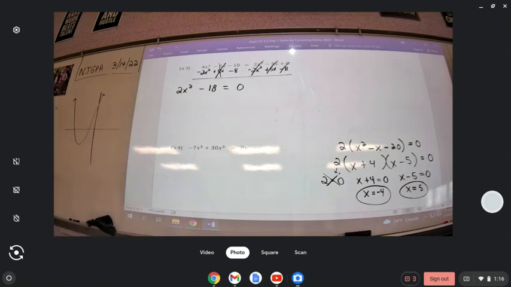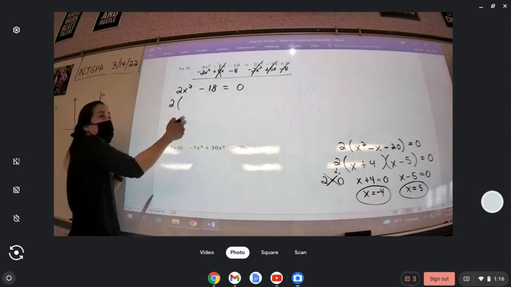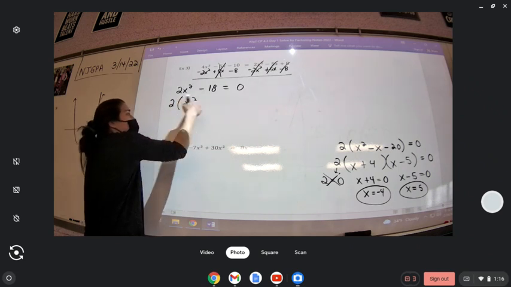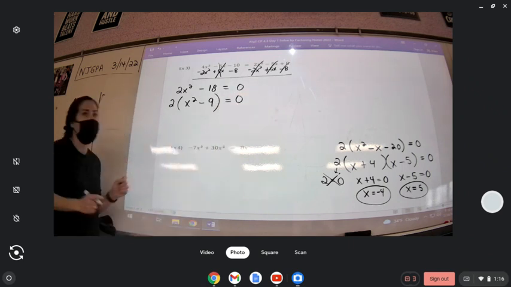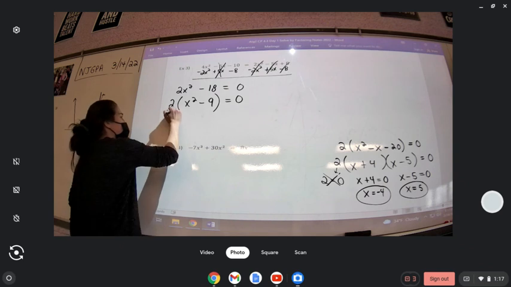What do you always look for first? What does a 2x squared and an 18 have in common? A 2. Take it out. Times, what's it going to leave you with? 2 times what gets you 2x squared? And then 2 times minus 9. Perfect. Okay. Now, let's try to factor it again. So bring your GCF down.